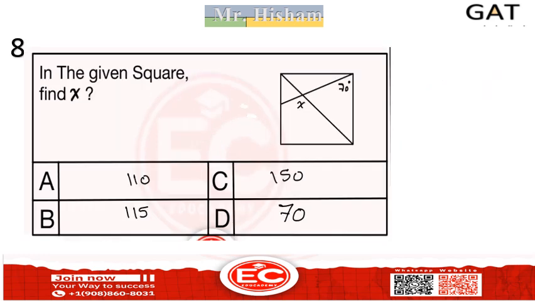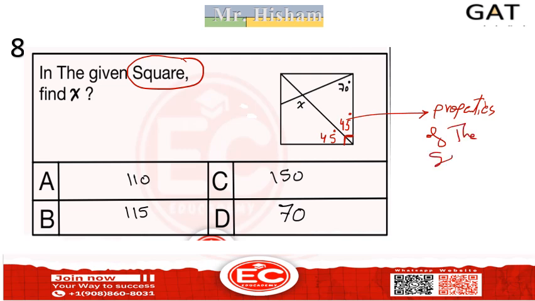Question 8. The given shape is a square. So this angle is 90 and this is the diagonal. So this angle is 45 and this angle is 45. How do I figure out this 45? From the properties of the square.